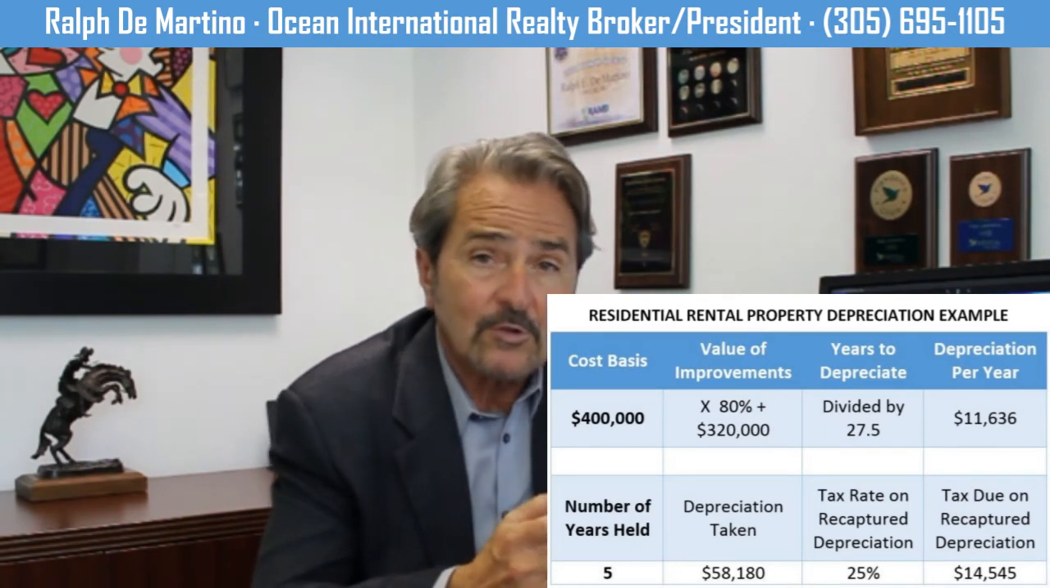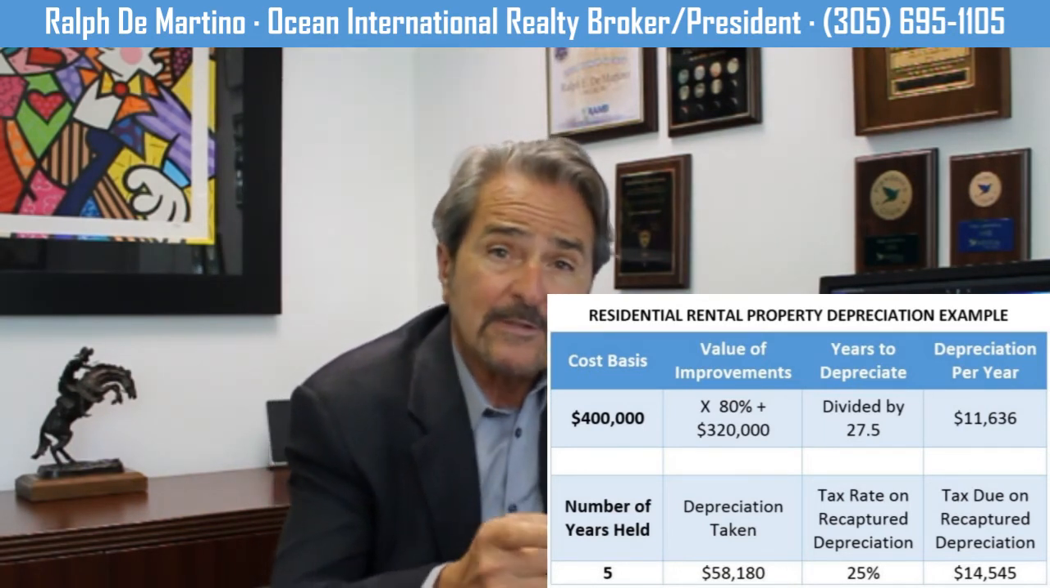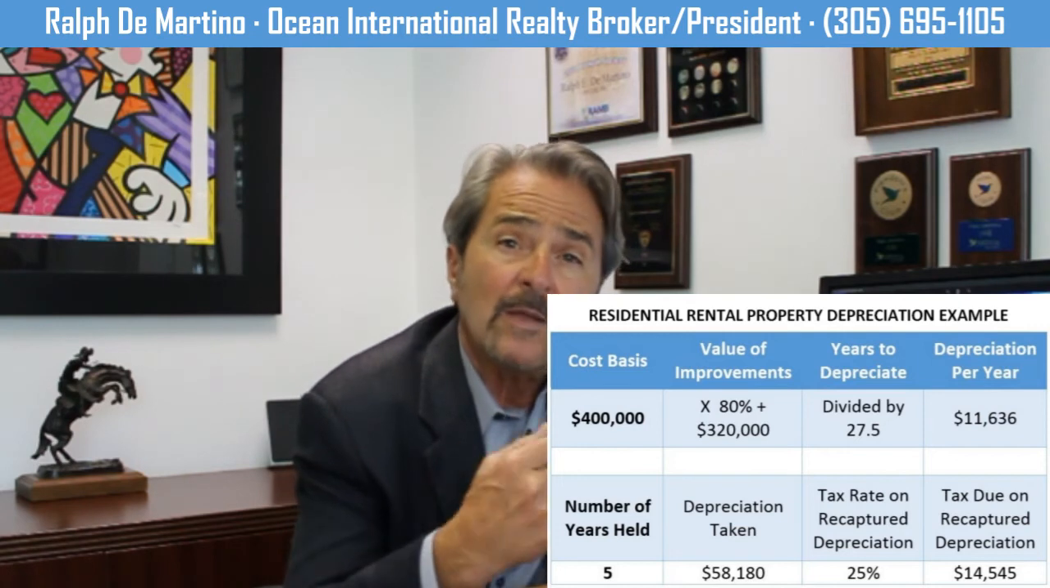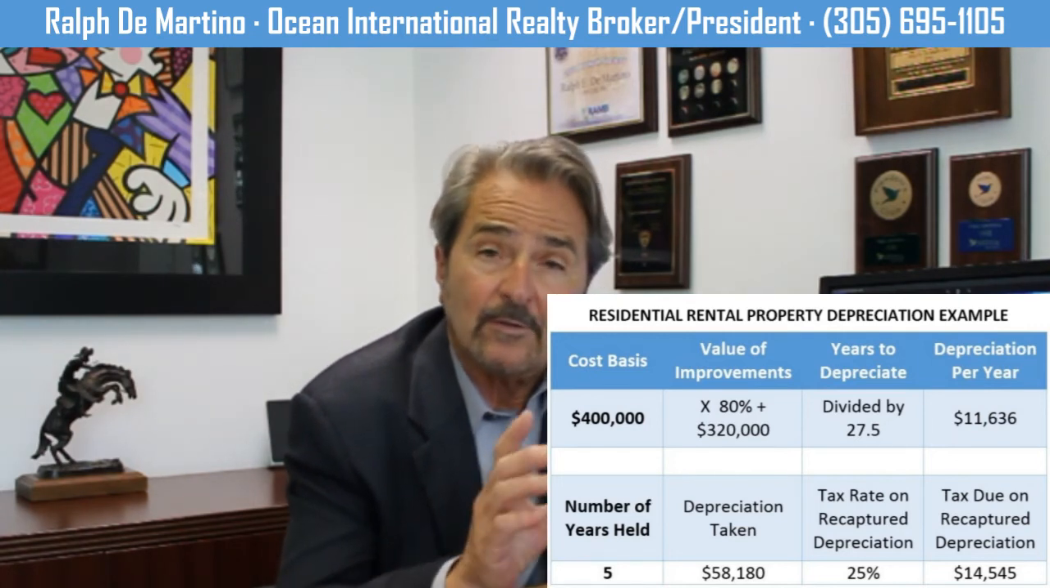So your total tax due would be the 25% on the recaptured depreciation plus the amount of tax on your gain. These taxes can be deferred by using a 1031 like-kind exchange and purchasing another investment property of greater or equal value. But we'll talk about that in another video because there are a few steps to it.